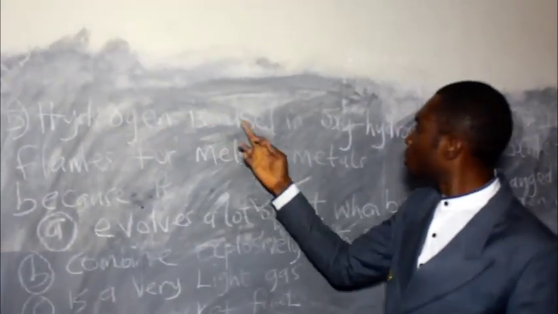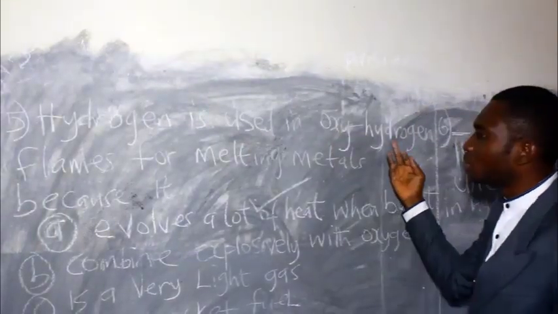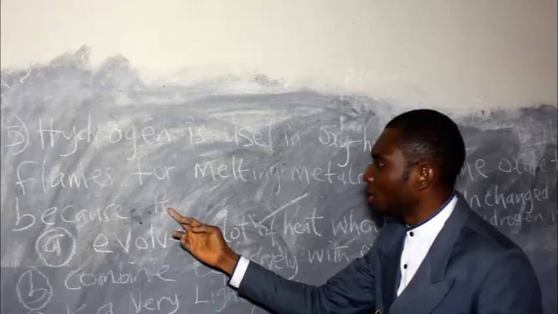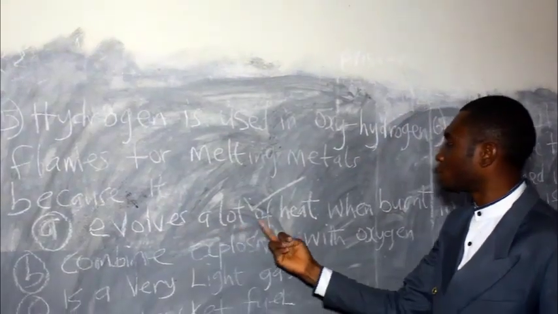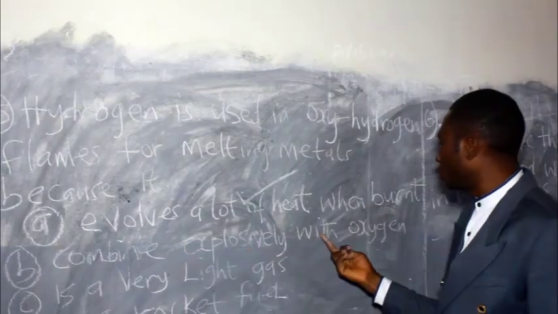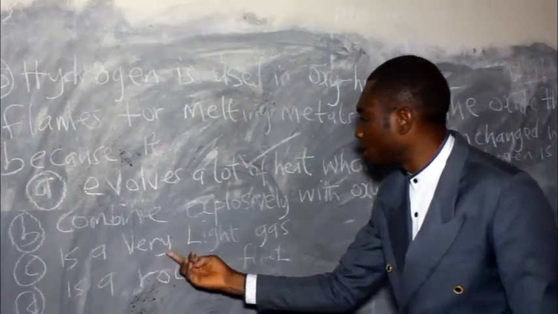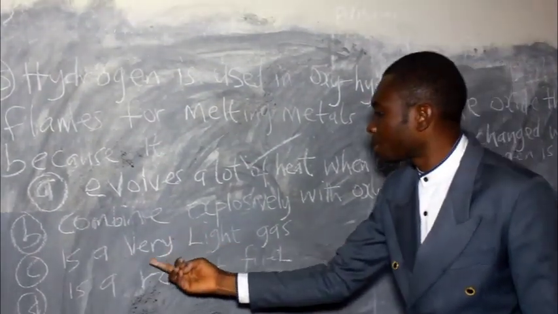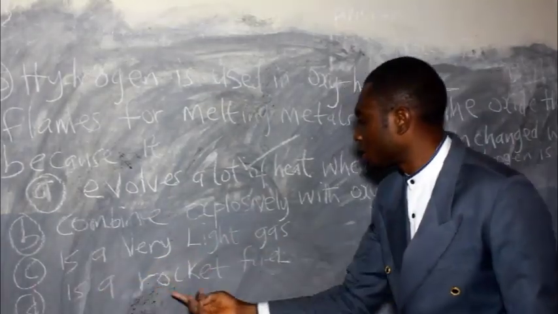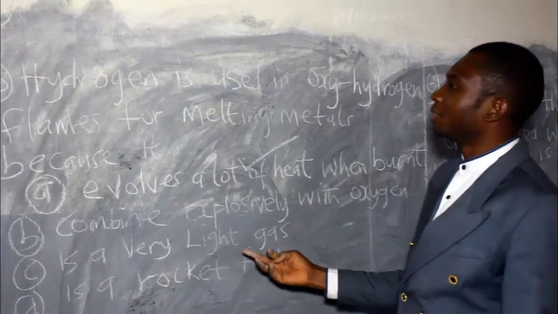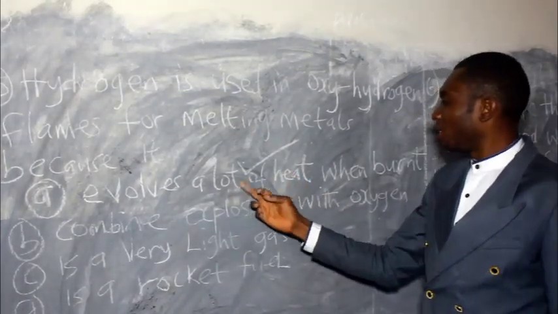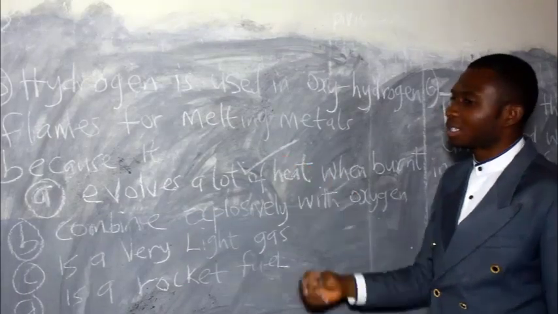Hydrogen is used in oxyhydrogen flame for melting metals because it A. evolves a lot of heat when burnt. B. combines explosively with oxygen. C. It's a very light gas. D. It is rocket fuel. The reason is this: it gives off a lot of what? Heat. So that's the answer for now.